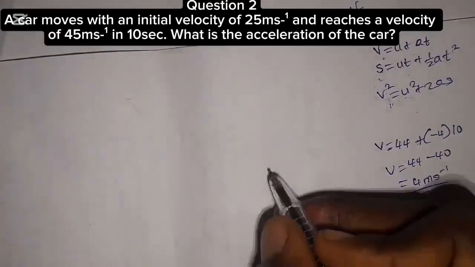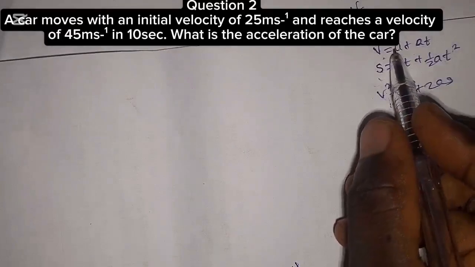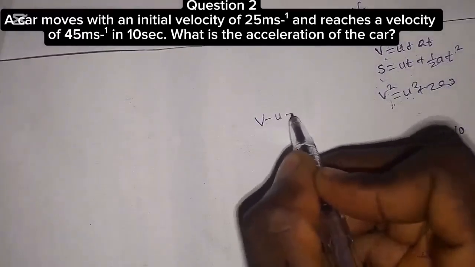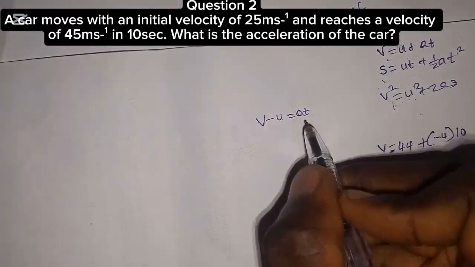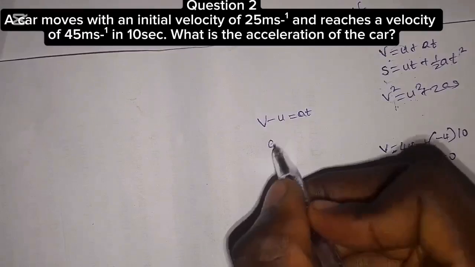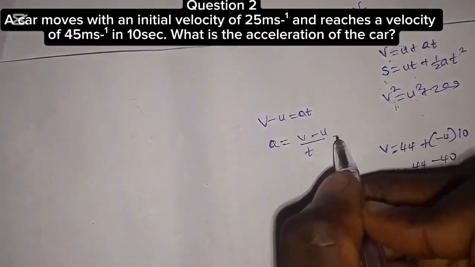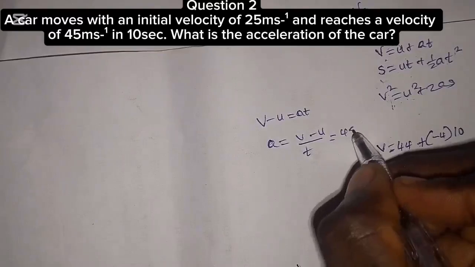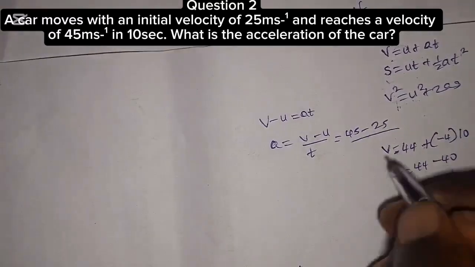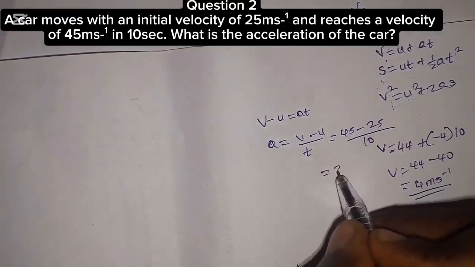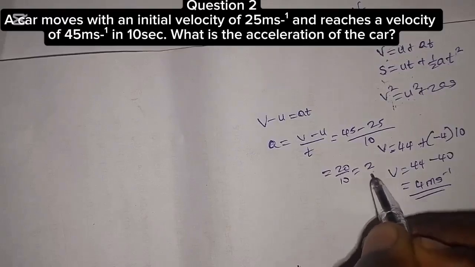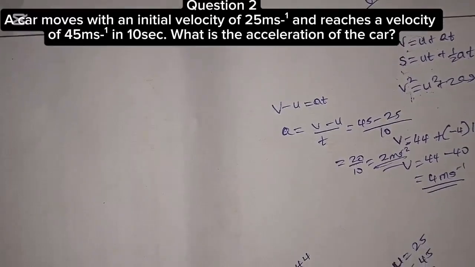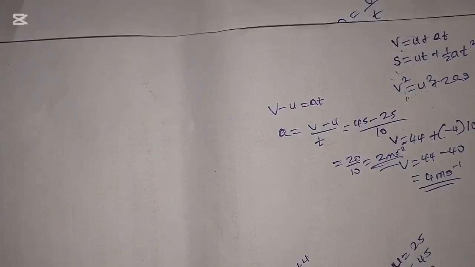We are looking for acceleration, so we make acceleration stand alone. If this v comes to the other side, and this u comes to the other side, it will be v minus u equals at. To make acceleration stand alone, divide both sides by time. So a equals v minus u over t, which equals 45 minus 25, all over 10. That gives 20 over 10, which is 2. So 2 meters per second squared. That is the answer. Okay, so let's move deeper to some tricky questions.